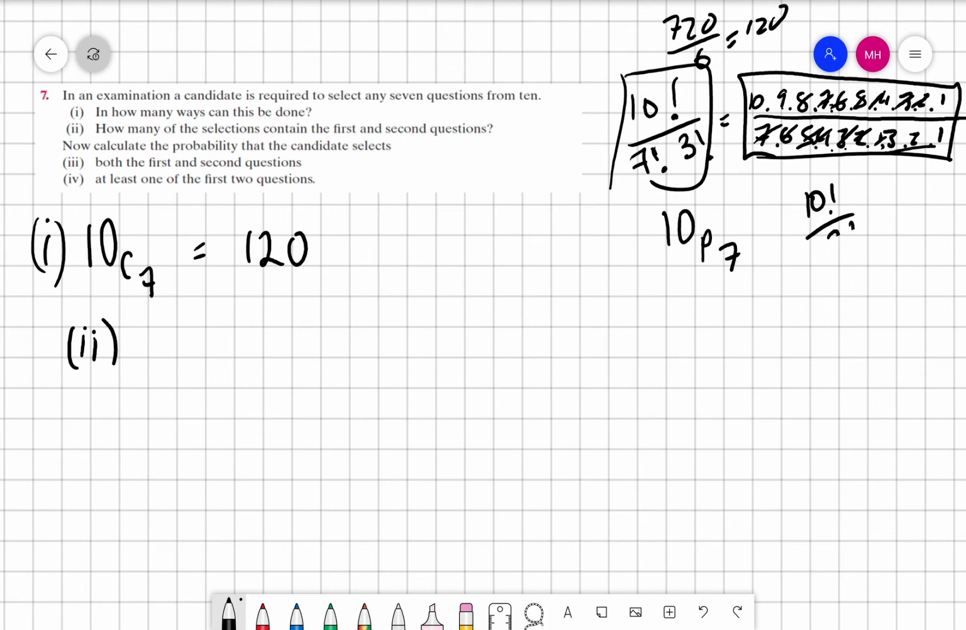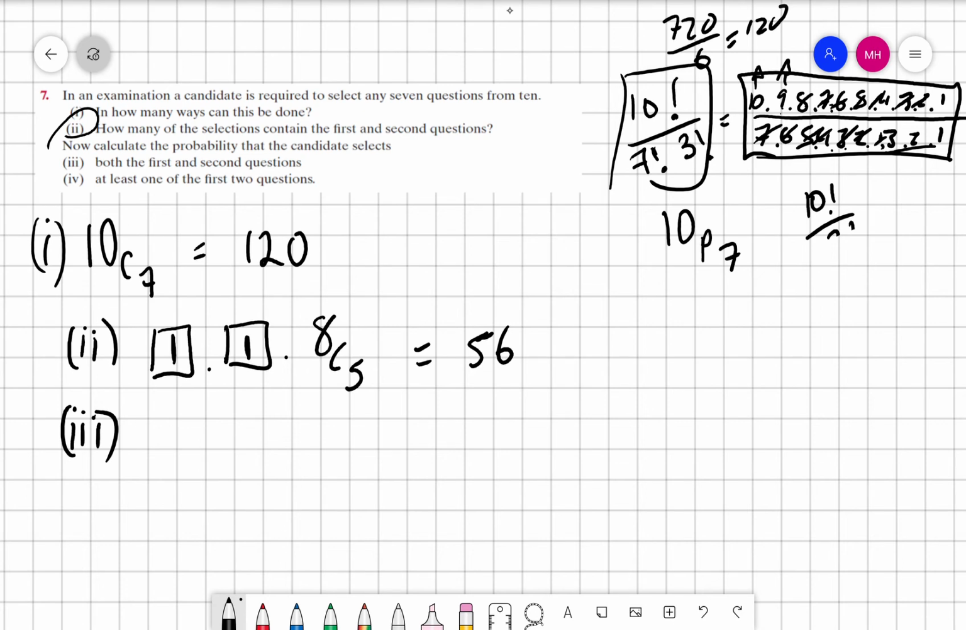So for the second part, it says how many of the selections contain the first and second questions. If we think back to the total number of ways the exam could have been answered, this 10 represented 10 choices to be made at the start, followed by 9 choices. But now, how many of the selections contain the first and second question? Well, there is no choice to make if you're selecting the first one, and there's no choice to make for the second. So these numbers would be 1 by 1, and then it becomes a question of how can I choose 5 questions from the remaining 8. So 1 multiplied by 1 multiplied by 8C5. And 8C5 is equal to 56. So 56 by 1 is 56.